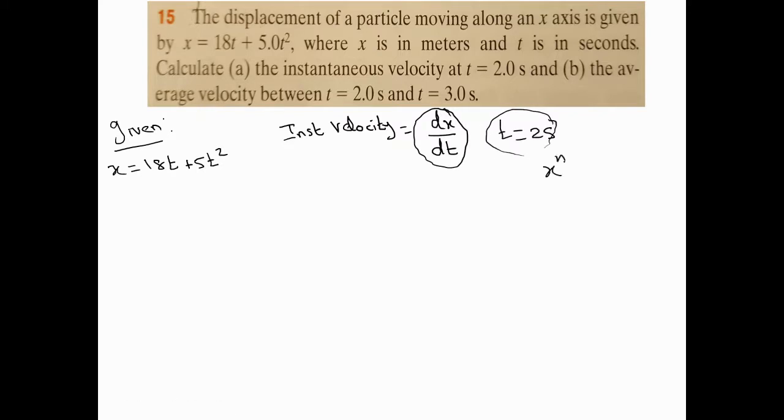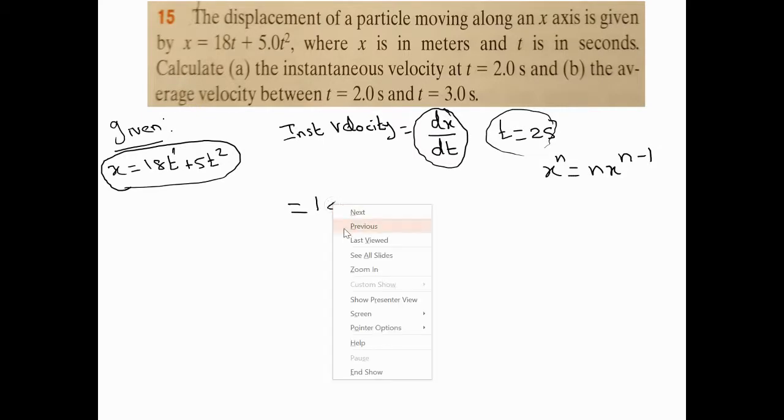What is the rule? x power n. I'm going to differentiate this equation with respect to time. So what will you get? Apply this rule here. What is the power of t here? Here the t power is 1. Am I right? Yes. So if you apply this rule, I will get 18. Am I right? Yes.